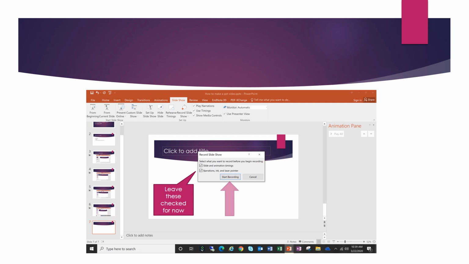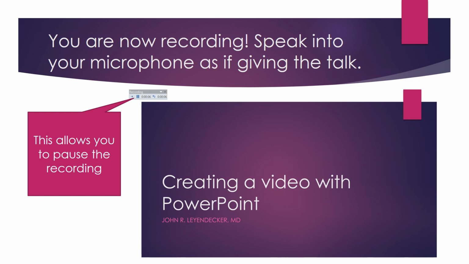Once you have clicked Start Recording from the beginning, a dialog box will appear. Notice that there are some small boxes with check marks. Again, leave these checked for now. To begin recording, click Start Recording. Once you have clicked Start Recording, you are now recording your presentation. Speak into your microphone as if giving the talk.